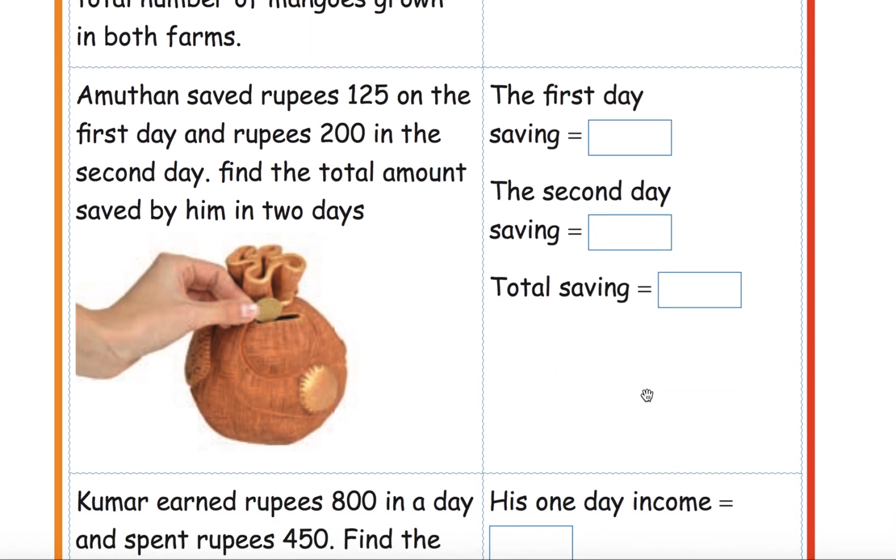Amudan saved rupees 125 on the first day and rupees 200 on the second day. Find the total amount saved by him in 2 days. First day saving 125. We have to write 125. Second day saving 200. Now add these two. 5, 2, 3. 325.